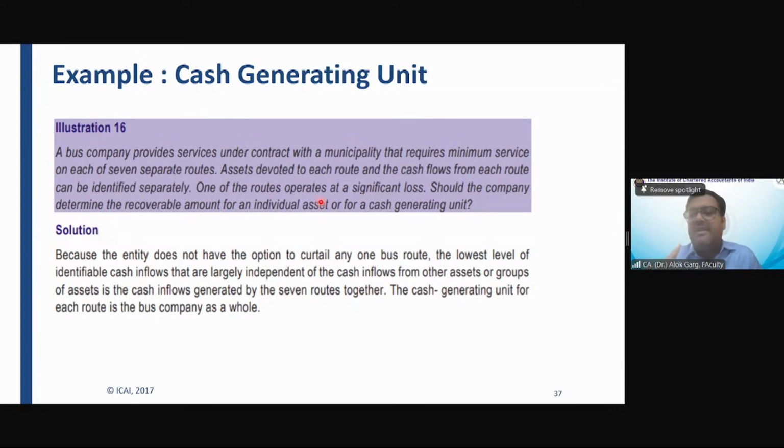While I totally understand that the buses are different, the useful life of the buses are separate, the cash flow generated on each bus is separate. Each bus has one driver, one conductor, the ticket collection is separate, the routes are separate, the fuel is separate. But the point is, if a particular route is in losses, can we say that we need to do the impairment testing only on that route? Answer is no. Why? Because of that one route which is into losses, you are able to make the profit on the other 6 routes.